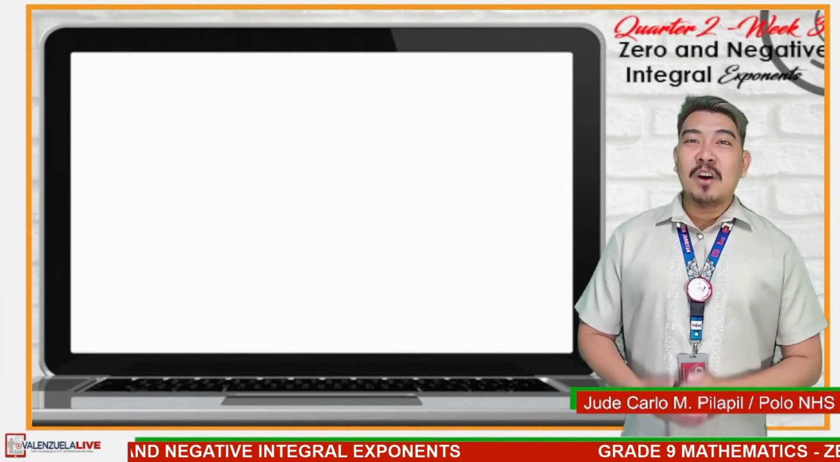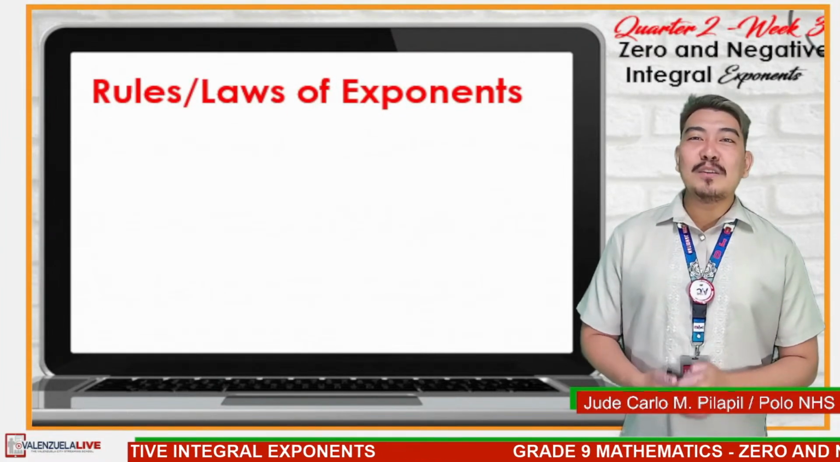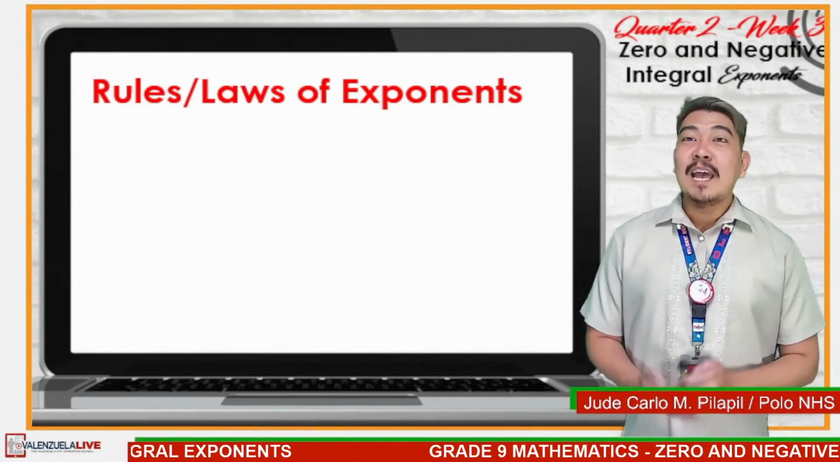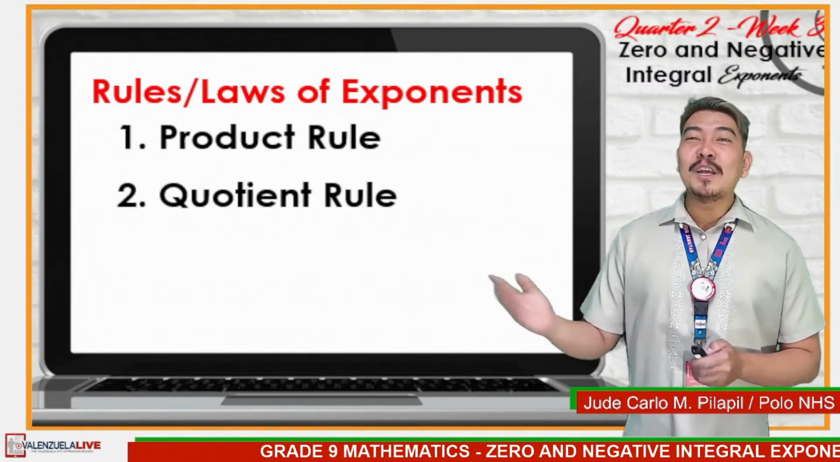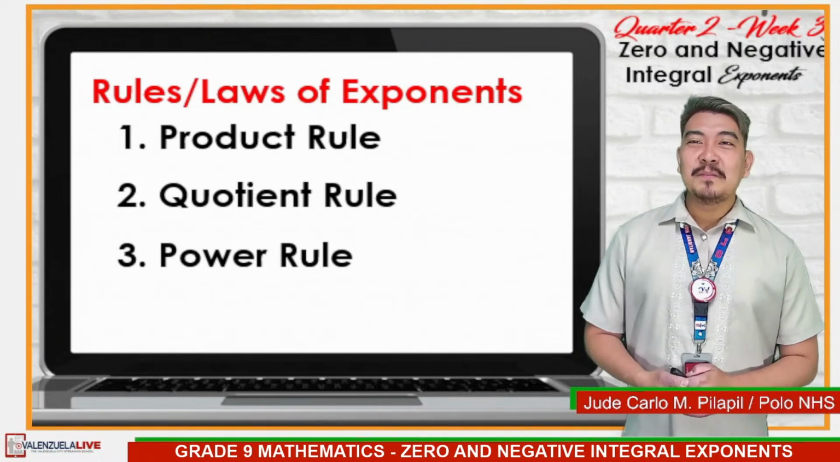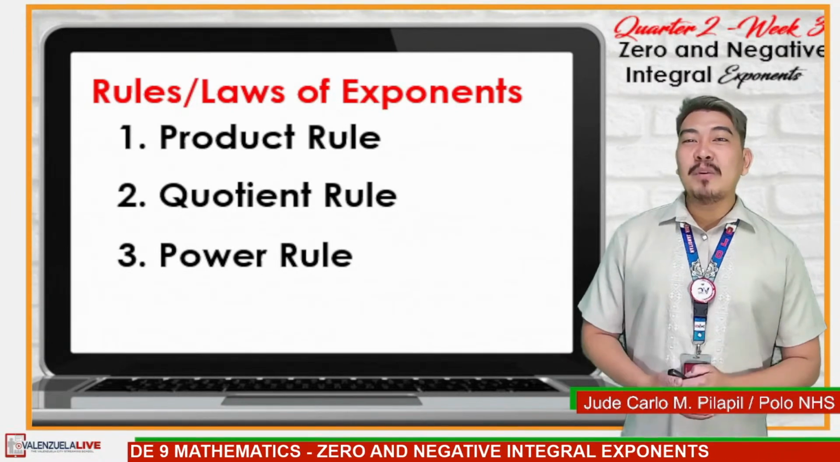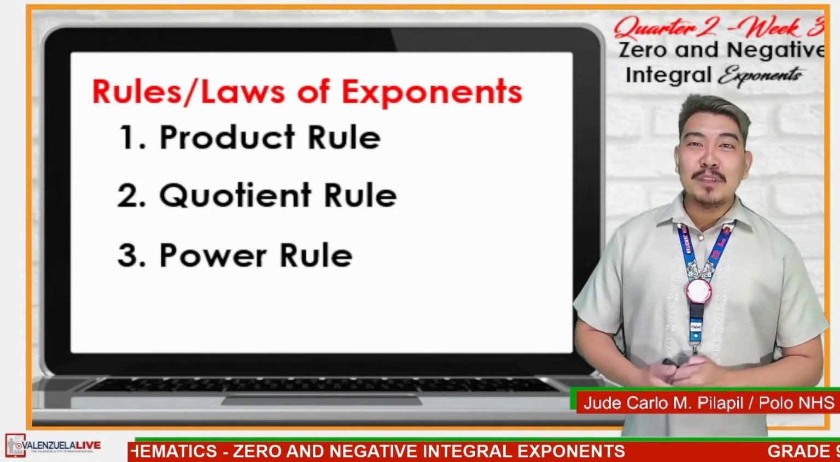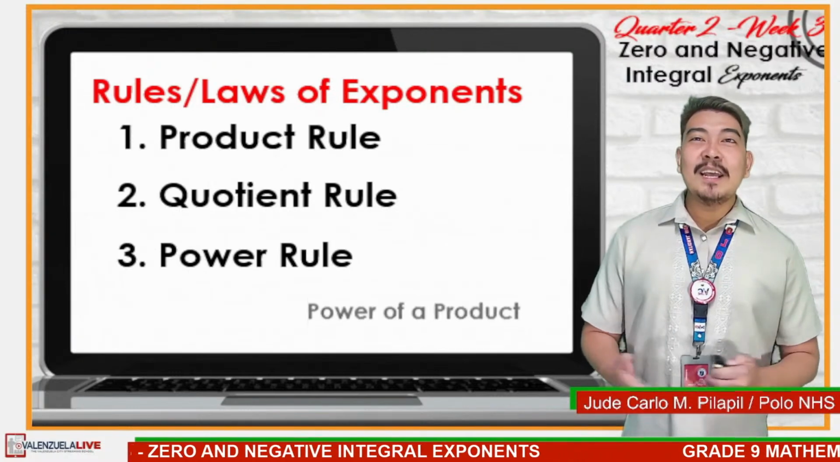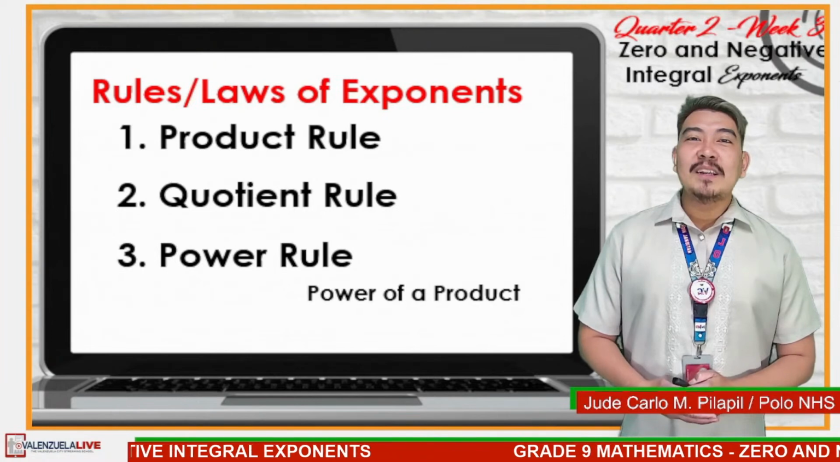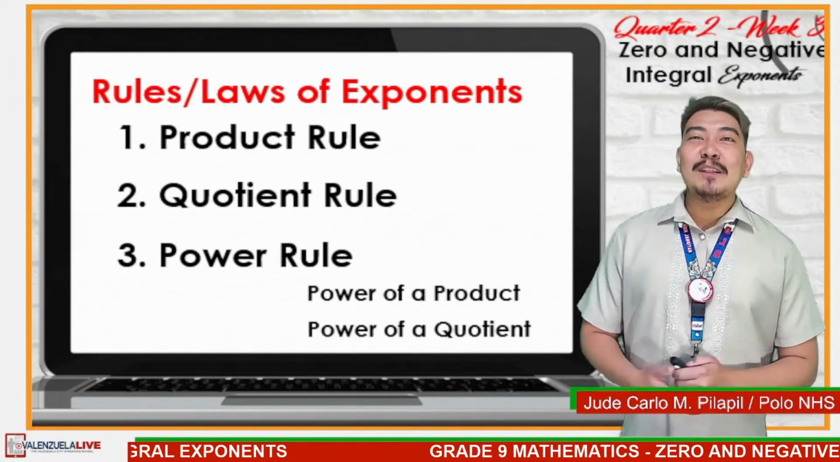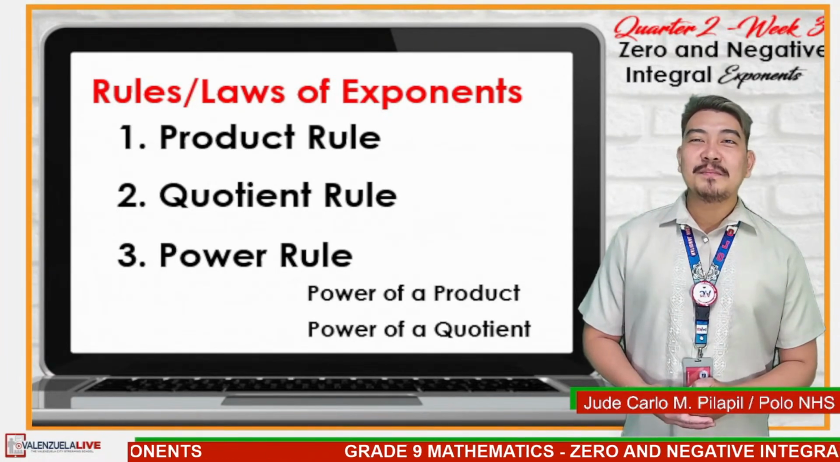If you can recall, we have the first three rules or laws of exponents, namely the product rule, the quotient rule, and the power rule. The principle of the power rule can be applied in multiplication, as stated in the power of a product rule, and also in division, as stated in the power of a quotient rule.